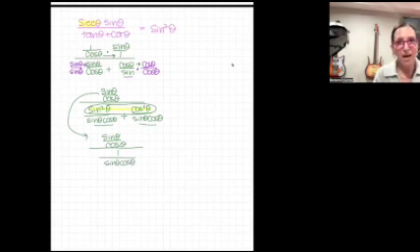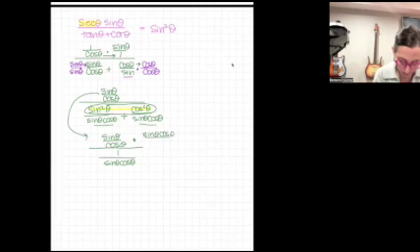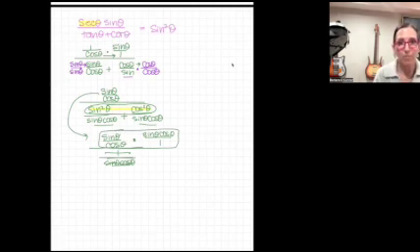Okay, now I have a fraction over a fraction. Dividing by a fraction is the same as multiplying by the reciprocal. Keep, change, flip. So I'm going to multiply this by sine theta cosine theta over 1. So this is now gone. So now I have this multiplication problem.